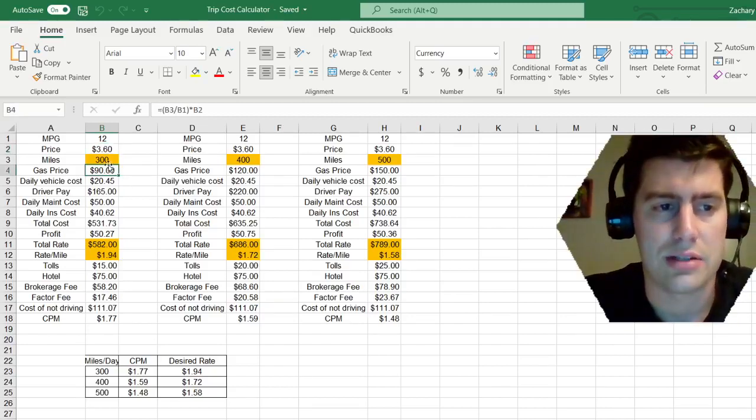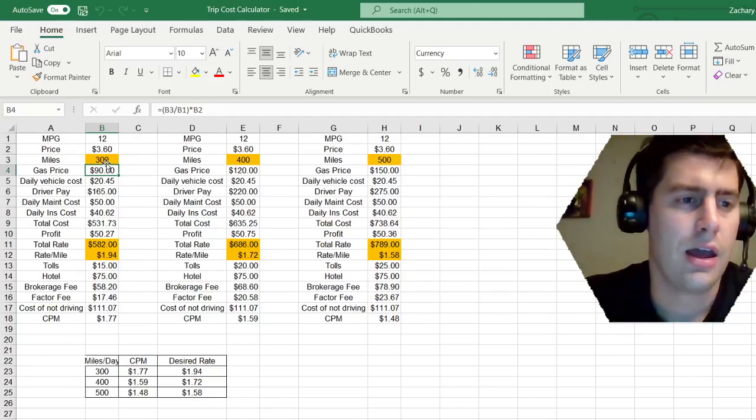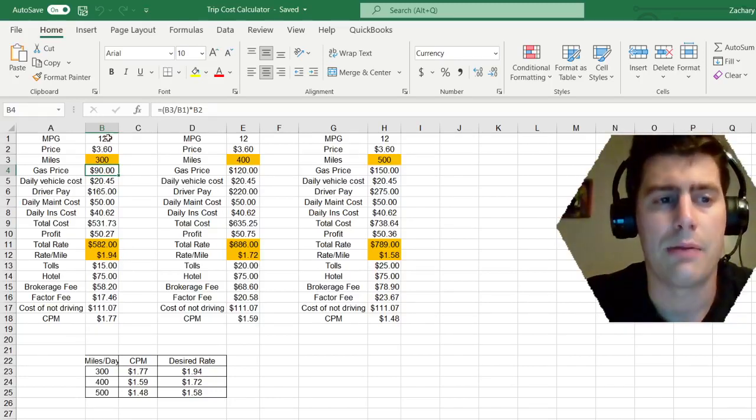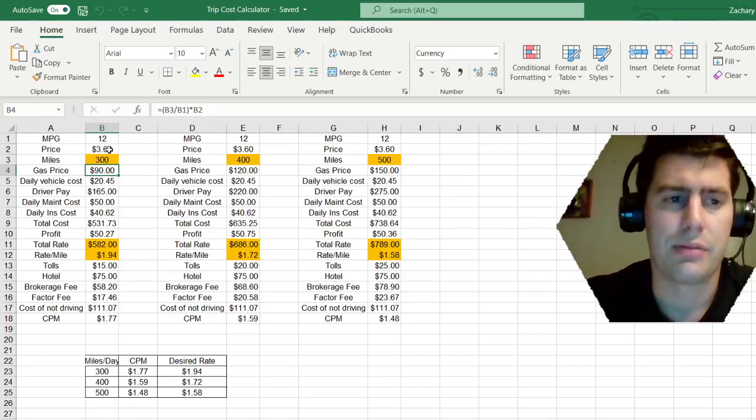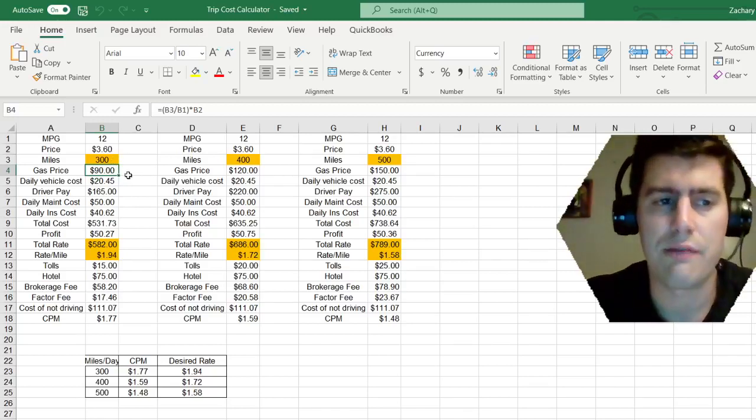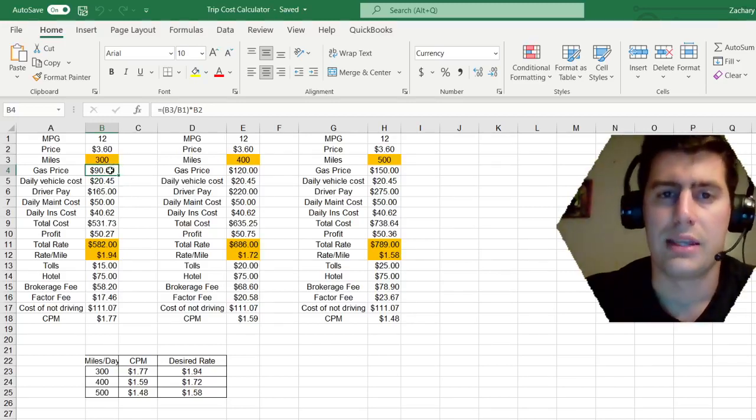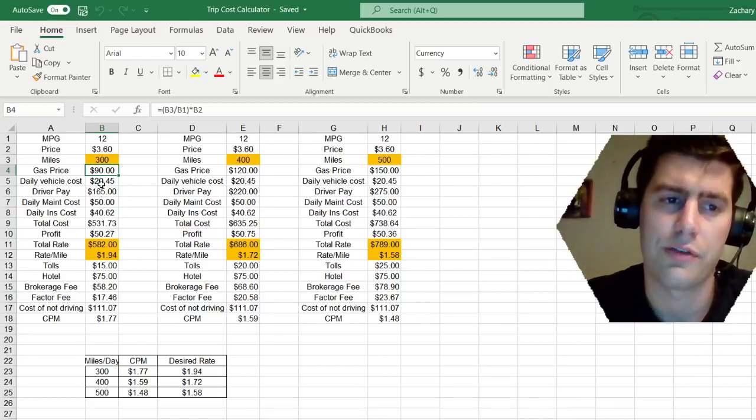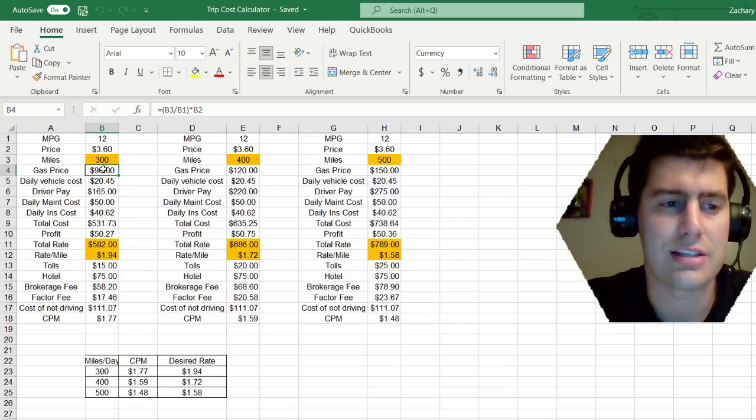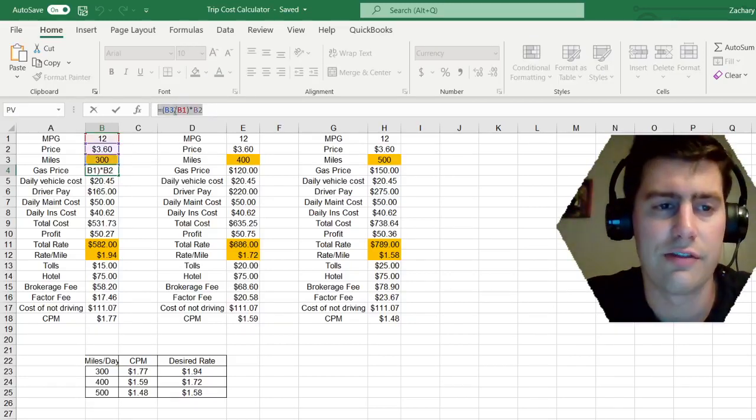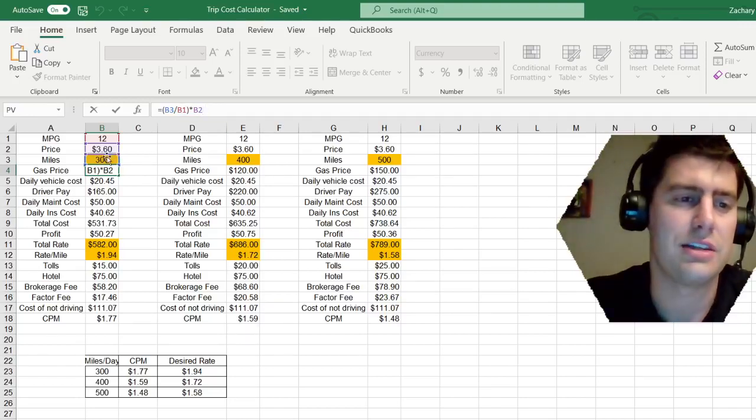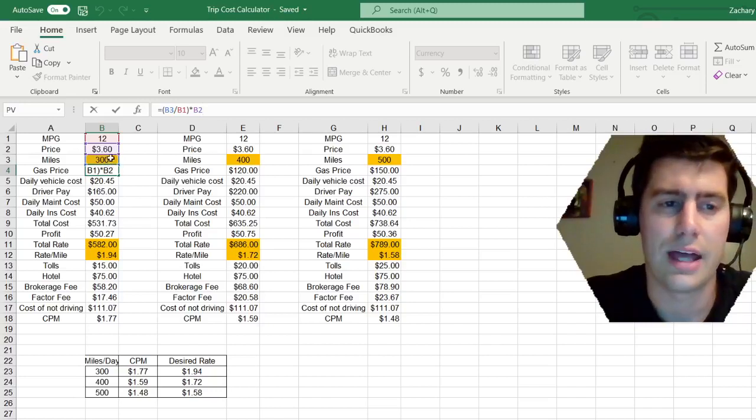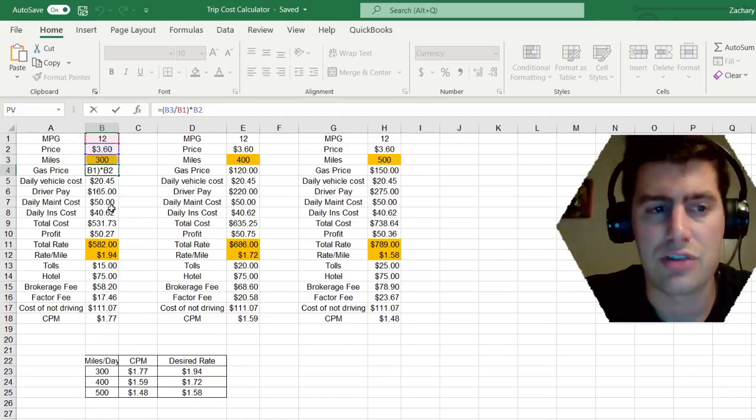It's my gas price. I take my miles divided by my miles per gallon, and then I multiply that by the price per gallon. So if I'm driving 300 miles, I'm going to pay $90 for diesel. That's pretty straightforward. You don't need to use these Excel functions. You can see the function right up here, B3 divided by B1 times B2. You don't need that if you're not too comfortable with Excel. It just makes it easier. That way I can change this number and that number only, and everything else changes along with it.